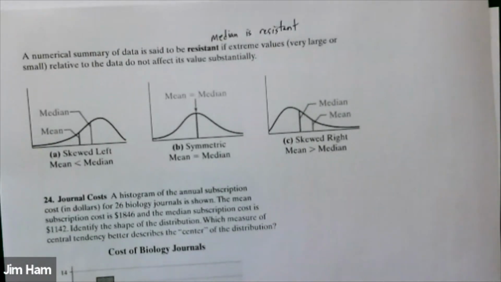Now, of course, if you have a symmetric distribution, a bell-shaped distribution, the mean and the median and the mode are not going to change dramatically if you add one more data value close in that range.